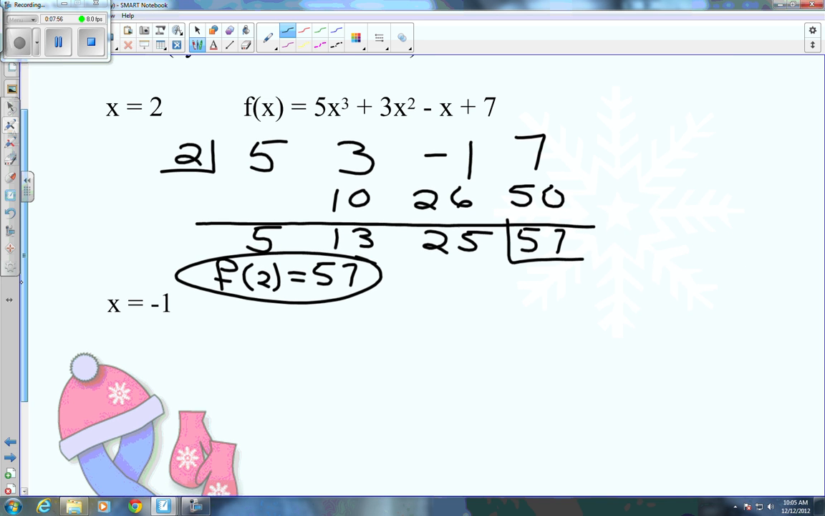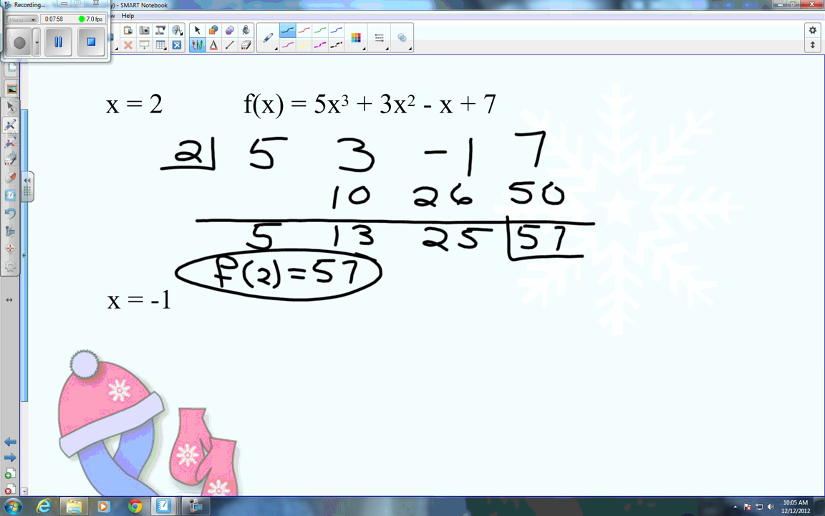Okay. One more. We'll do negative 1. So negative 1. And remember, x equals the number. You don't have to switch any signs when you're given what x equals. So we do the same one: 5, 3, negative 1, 7.